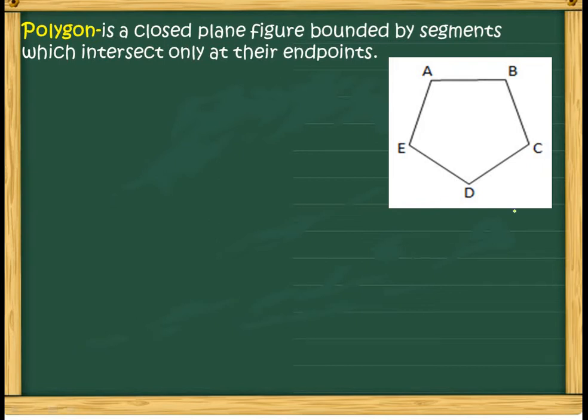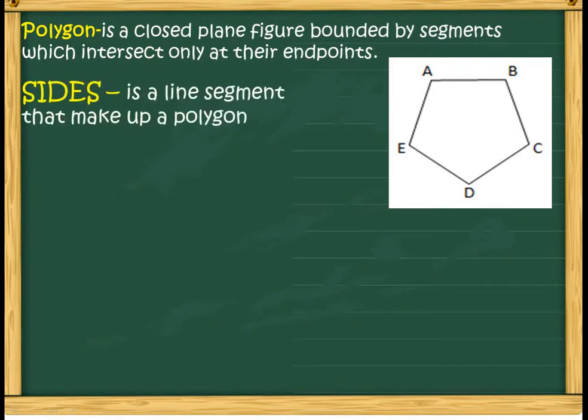And those segments are what we call the sides. Sides is a line segment that make up a polygon. So again, a line segment is part siya ng line na merong dalawang endpoints. So from here, our sides are as follows. So we have here side BA, side AE, side ED, side DC, and side CB. So these are the sides of the polygon.